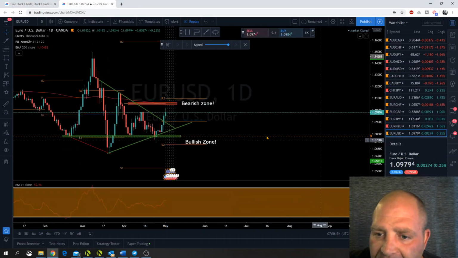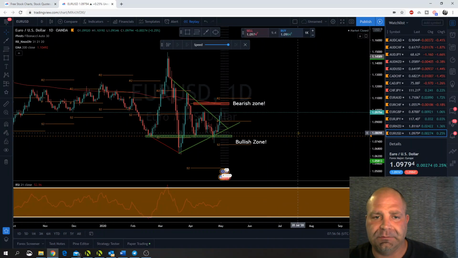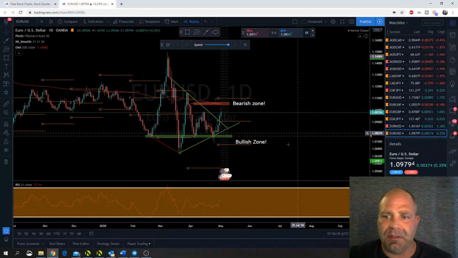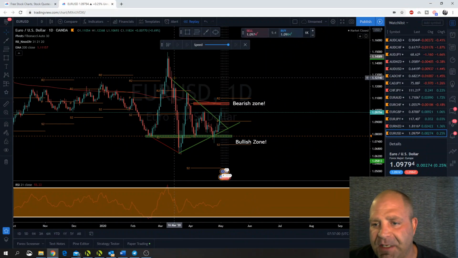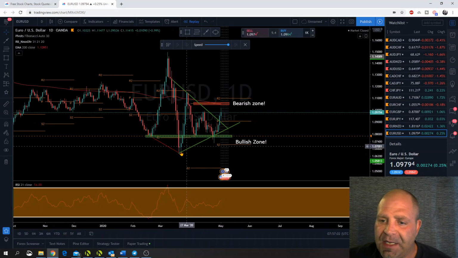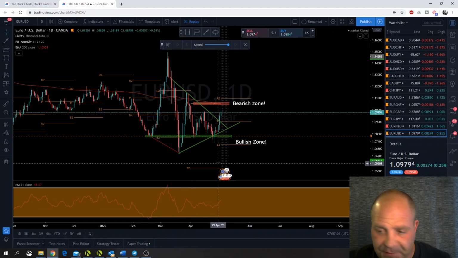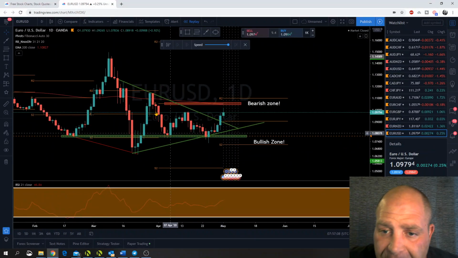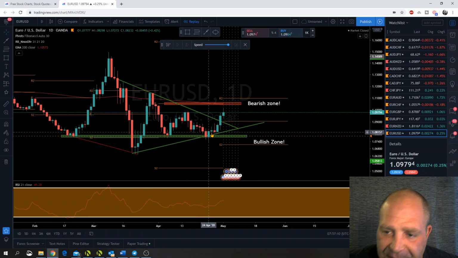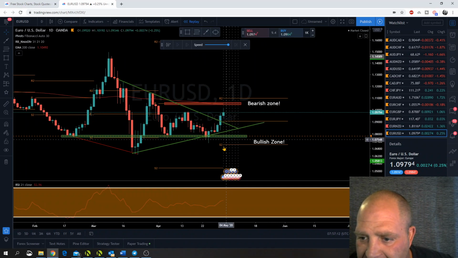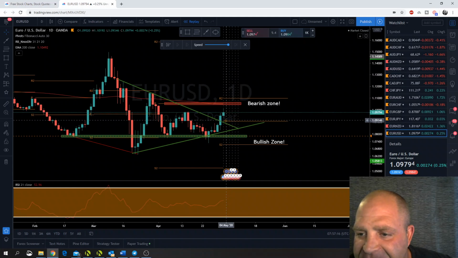Good old Euro dollar. So you can see we identified this price was getting in this little wedge thing here, which creates a lot of tension. And then what we were looking for is which way was it going to break out? Well, it went up. I missed the trade.